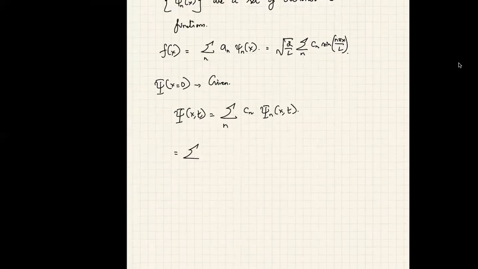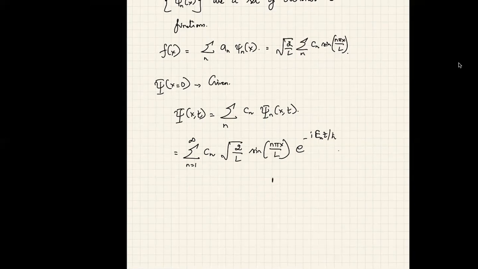This is equal to the sum from n equal to 1 to infinity, because there is an infinite number of states. There is no upper bound on n that the problem gives us. Cn, and what is psi n? This is square root of 2 over L sine n pi x over L e to the minus i En t over h bar, where En is n square pi square h bar square over 2m L square. So this is the general solution of the time dependent Schrodinger equation for the particle in a box scenario.